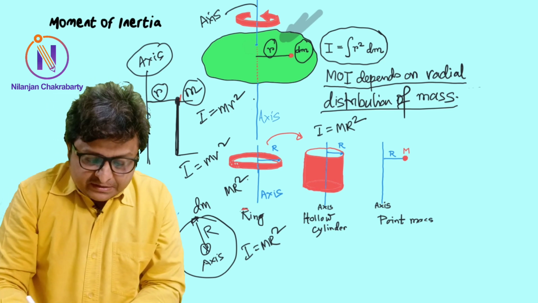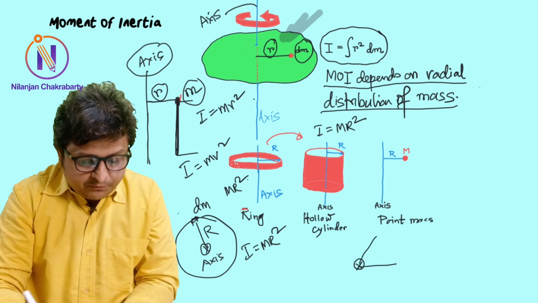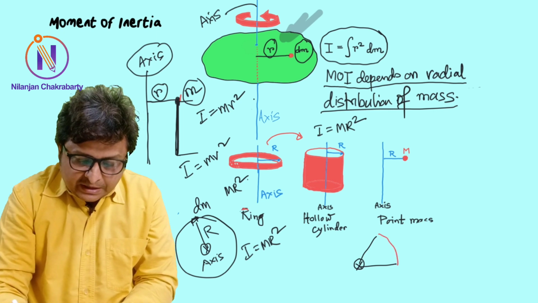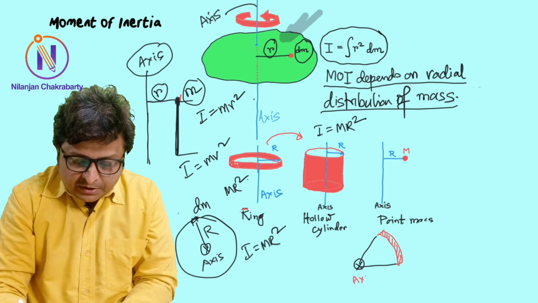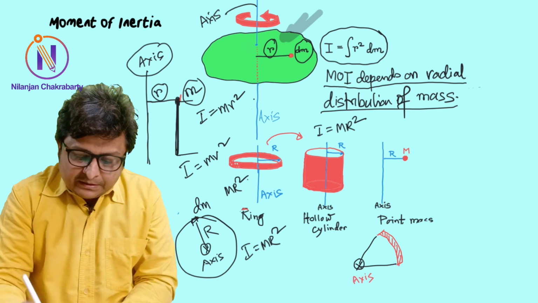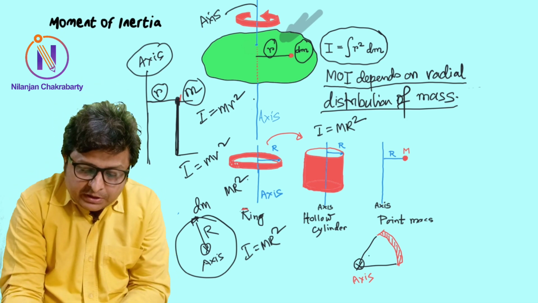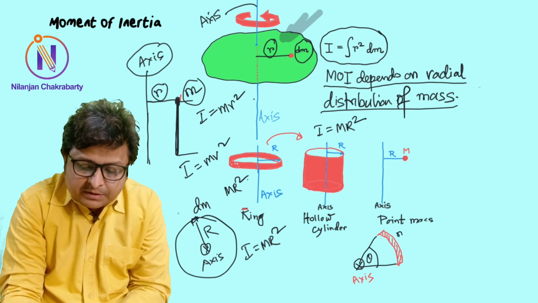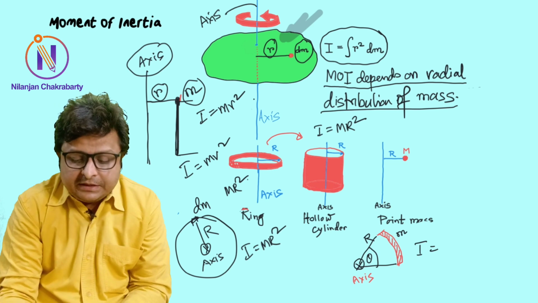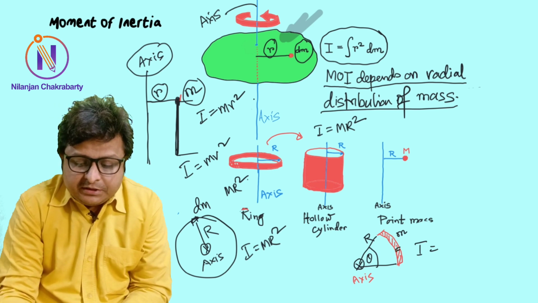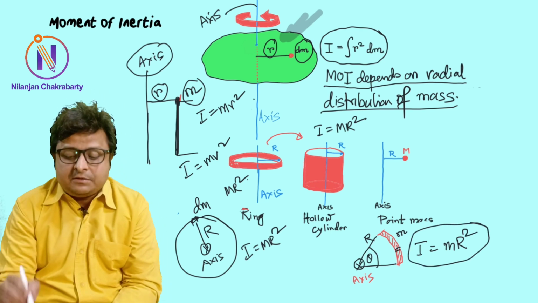Now same thing, if you have an arc like this, regardless of the angle subtended by the arc at the center of curvature. The center of curvature of the arc is where the axis is, and the axis is perpendicular to the plane. Here it is theta. Suppose the mass is m and the radius r, so what will be I for the arc? Every point on the arc is equidistant from the axis of rotation, so it is actually mr square.